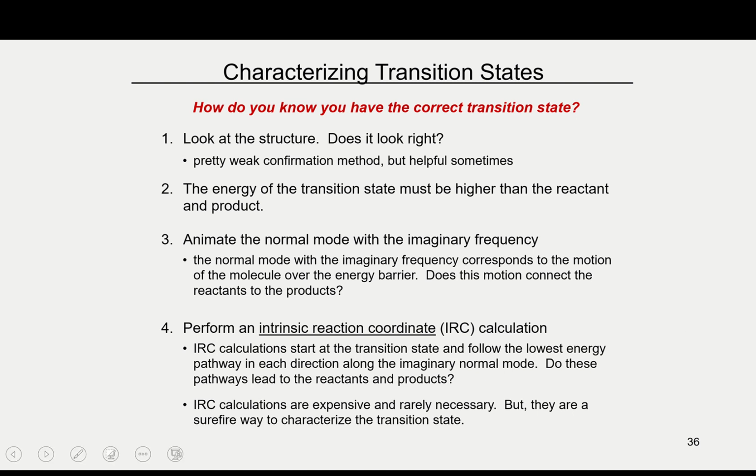So there are the 4 points. These are the main 4 points. First, you should look at the structure. Does it look like a transition state? Second is the energy of the transition state. The energy must be higher than the reactants and the products. The third is to animate the imaginary mode. And the fourth is you should do the IRC calculations. These are the 4 ways to characterize the transition state.